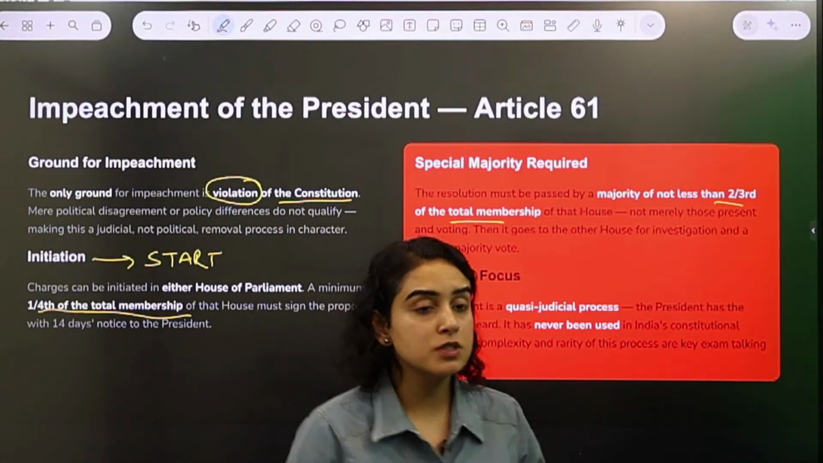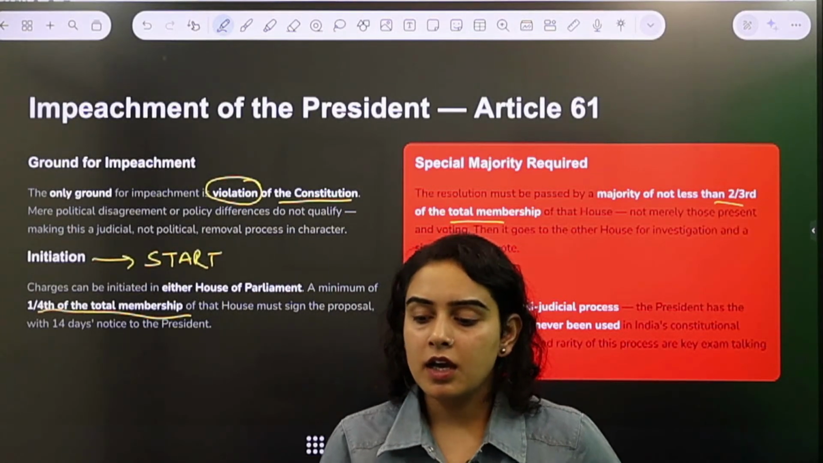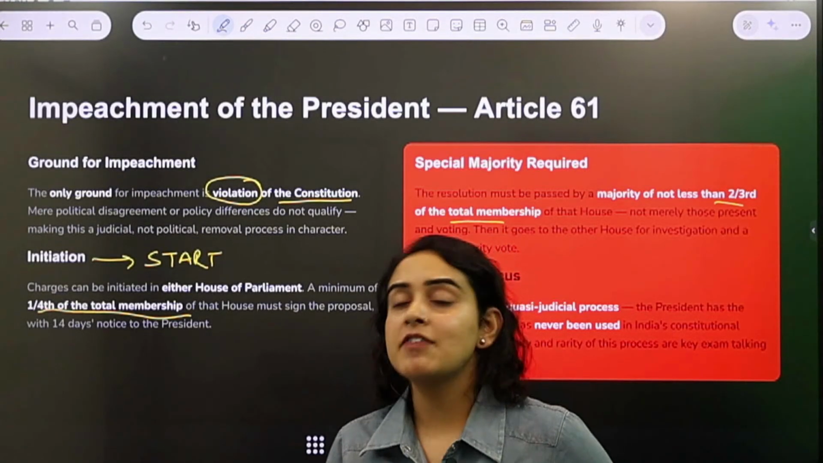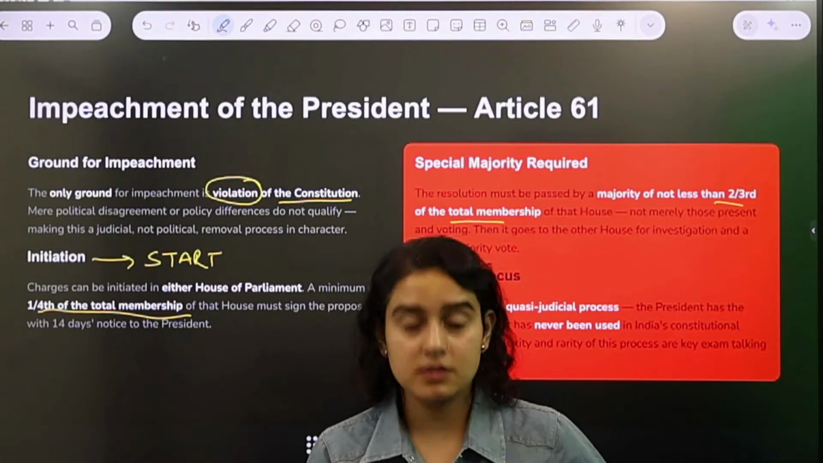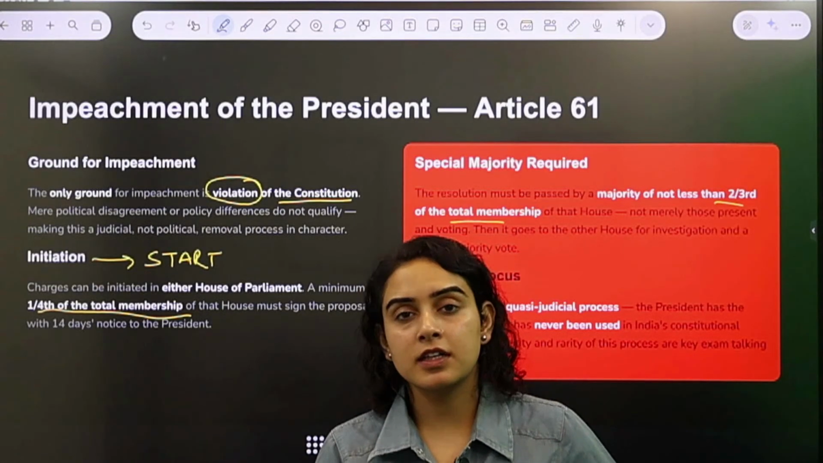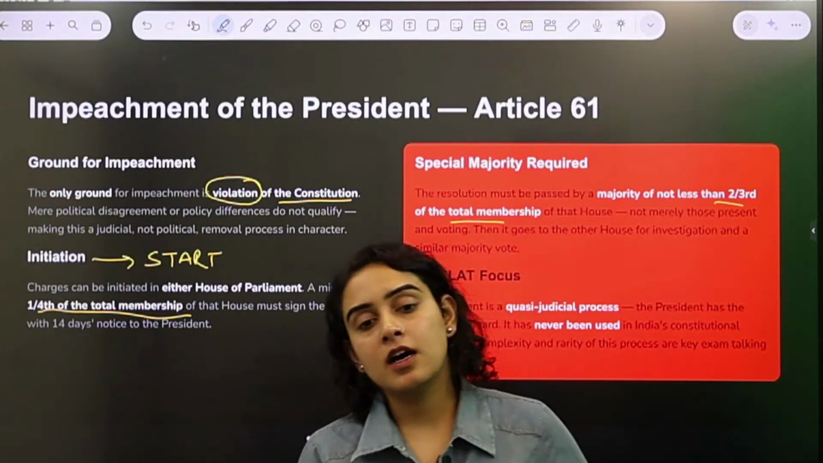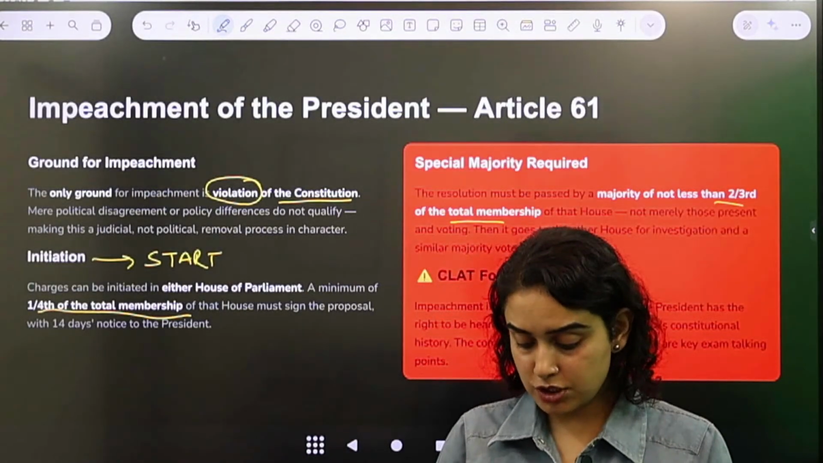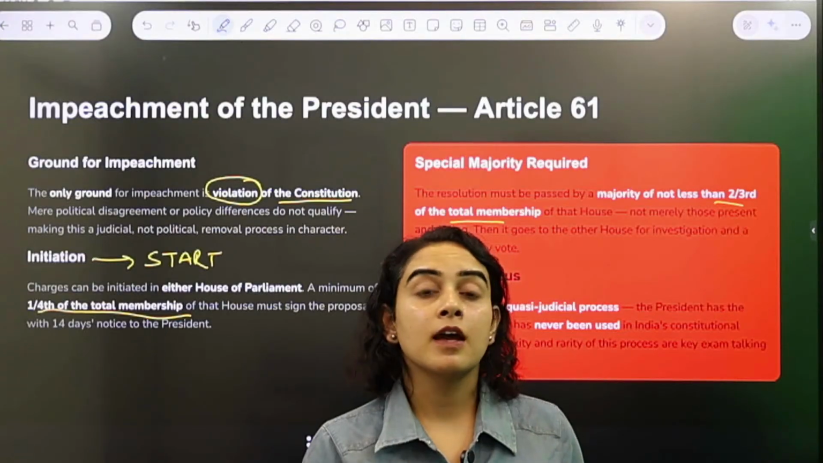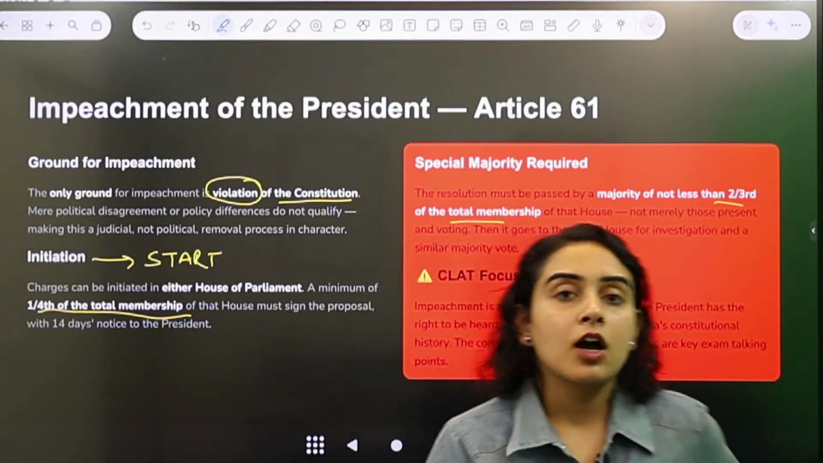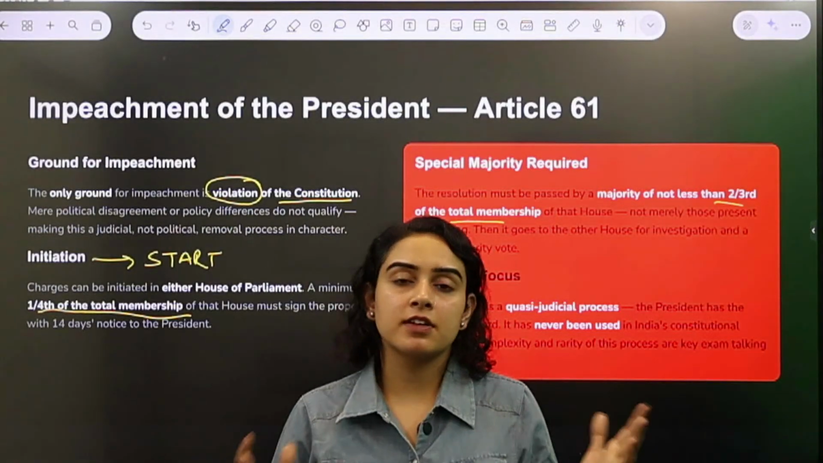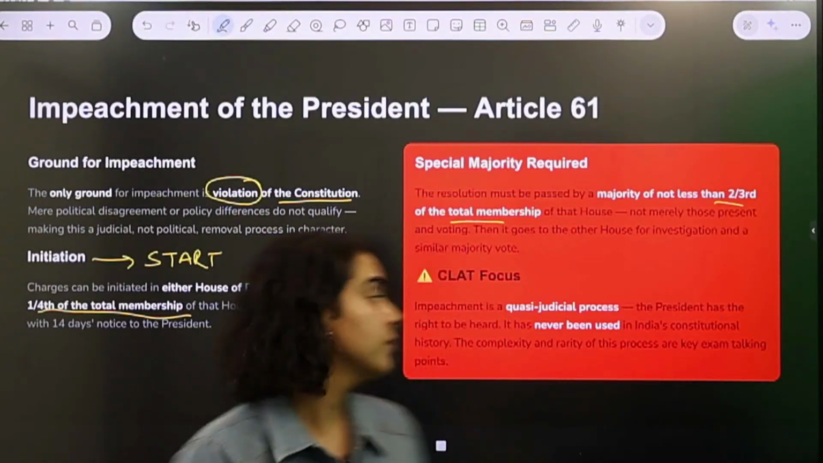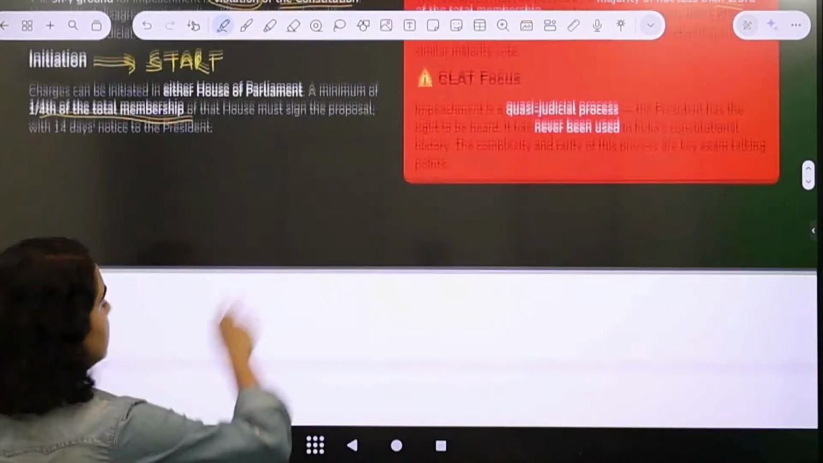Now this is a process which the constitution has given. The interesting thing is that in the history of independent India, we have never used this process even once. Never in the history of independent India has a president been removed, right? But still, the constitution has this entire process, so if ever there is a situation where the president violates the constitution, then he can be removed. Okay, now let's proceed ahead.